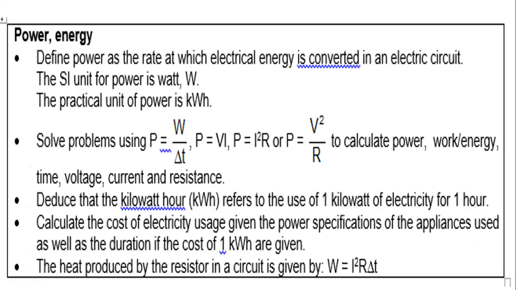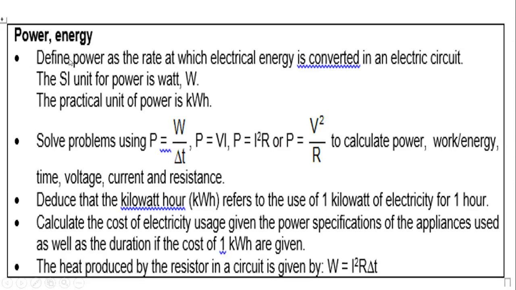Then we must be able to define power. And in terms of electric circuits, we say it is the rate at which electrical energy is converted in an electric circuit. And what I said to you, my dear learners, is let us just stick to one definition for power. And we say power is the rate at which work is done. This definition still talks about the rate at which work is done or energy is converted. So it's still the same definition basically.